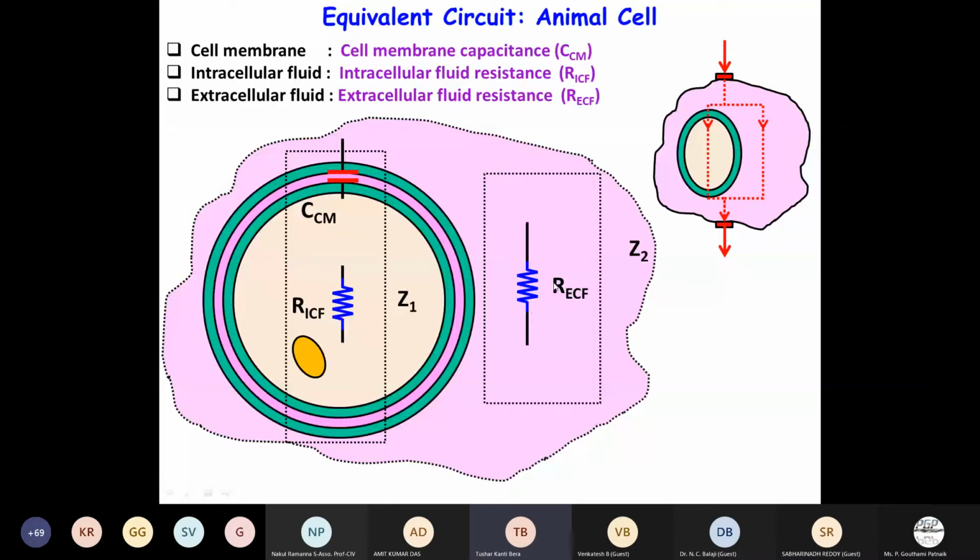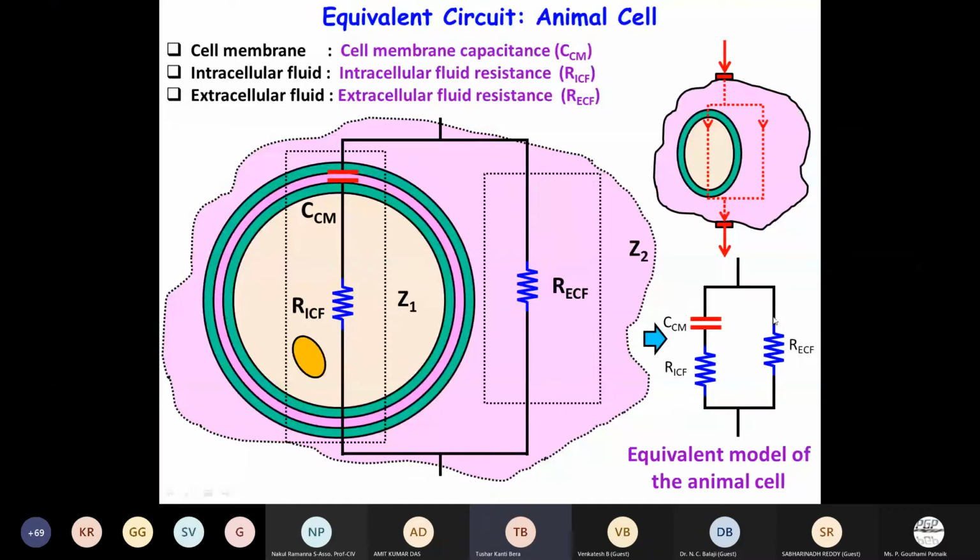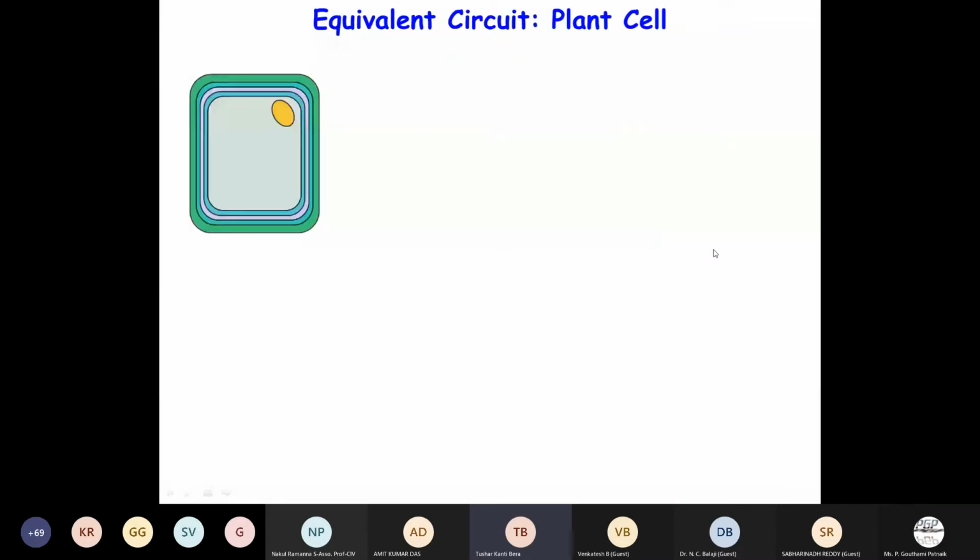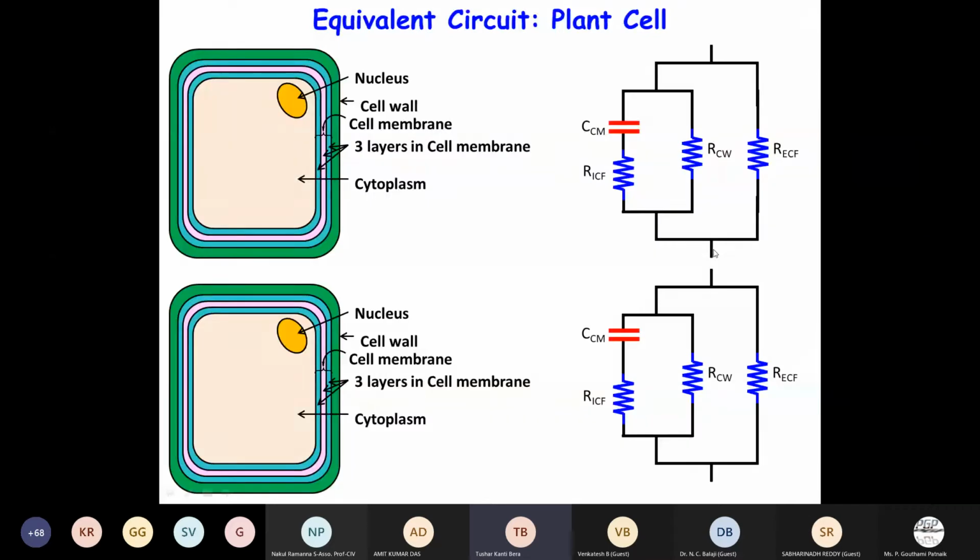If the current passes through this, the current passing through this resistor will be the same. In a series circuit the current is the same, so that's why they will be connected in series, but this current will differ from that current. The current differs in a parallel circuit, so they will be connected in parallel. Automatically we will get that type of circuit as a standard electrical equivalent circuit model for one isolated cell. For the plant cell I will also draw it very quickly. It needs only another parallel circuit.